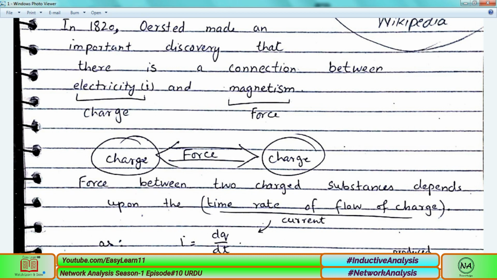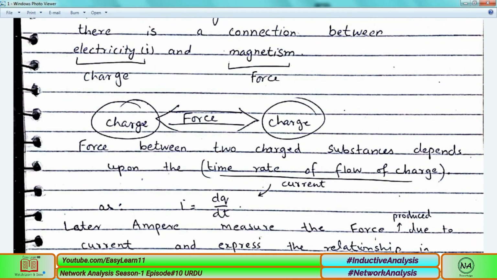We can write it as the force depends upon the time rate of the change of the charge, meaning the higher the charge flow within the limited time, the more will be the current. Actually, the definition of the current is the rate of change of the charge with respect to time, so we can simply write it as the time rate of the flow of charge, but we can also simply write the current too. So overall, it is the game of the current.